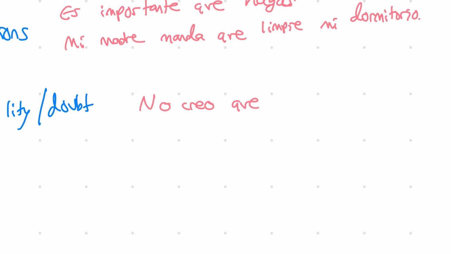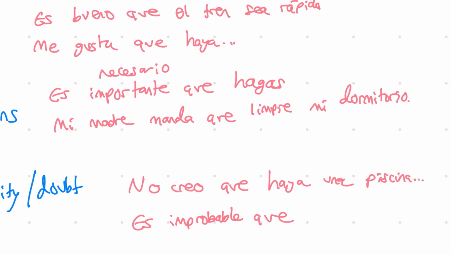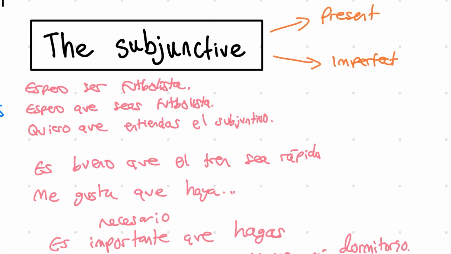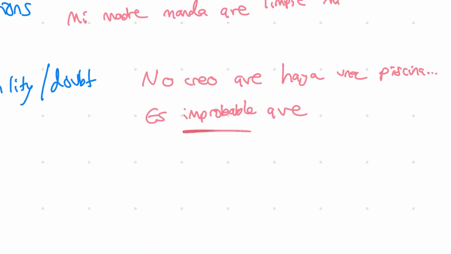don't believe that haya una piscina. I don't think that, I don't believe that there is a swimming pool, in whatever you want to say. So no creo que, no pienso que, plus the present subjunctive. I could say es improbable que, just like we saw in the earlier examples, with es bueno que and es importante que, a similar structure, but this time for uncertainty.